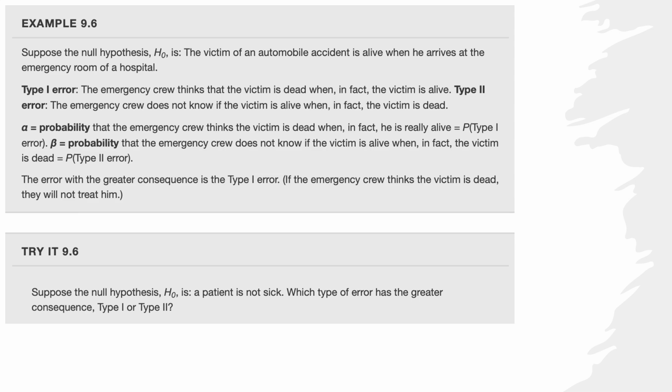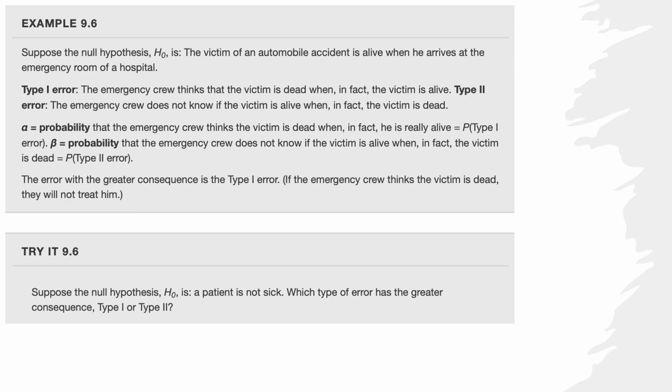Type 2 is when you fail to reject when the null is false. So in other words, the emergency room crew does not know the victim is alive when in fact the victim is dead. So alpha is the probability that the emergency room thinks the victim is dead when in fact he's alive. It's the probability of a type 1 error. It's not the type 1 error itself. It's the probability of it. Beta is the probability that the emergency room doesn't know if the victim is alive when in fact the victim is dead. The probability of that, not the event, the probability of it.